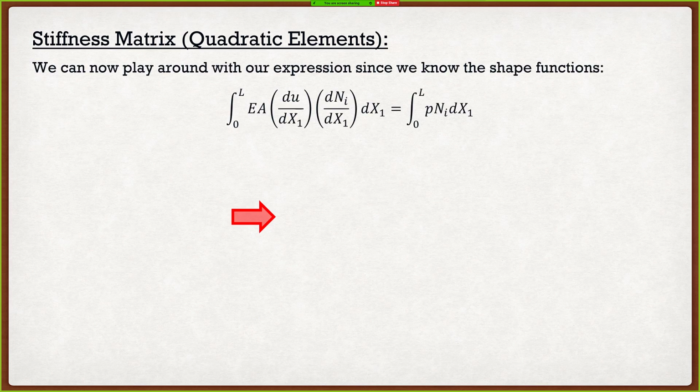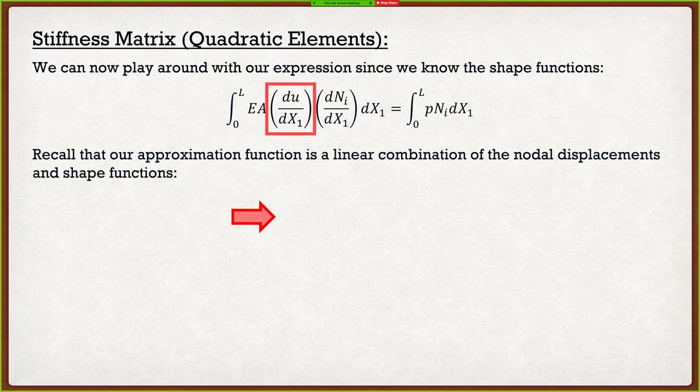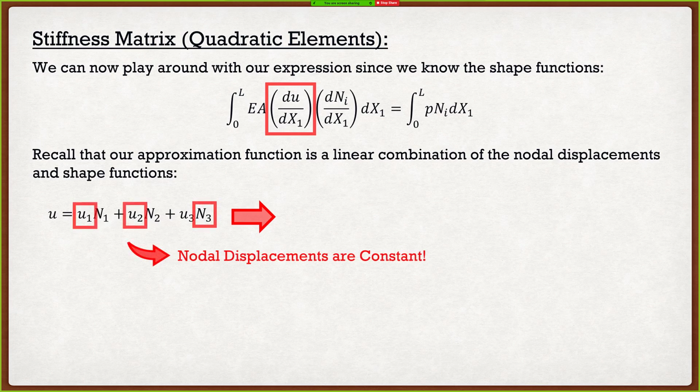Again, the equation that we had before we started dabbling into these shape functions was this: the integral over the length of the beam of EA multiplied by du dx multiplied by dni dx, which is equal to the integral over the length of the beam of P multiplied by Ni. Remember that, just like before, our approximation is still a linear combination of those nodal displacements. The only difference now is that instead of u1 times n1 plus u2 times n2, we have an additional term: plus u3 times n3. But just like before, our nodal displacements are constant.